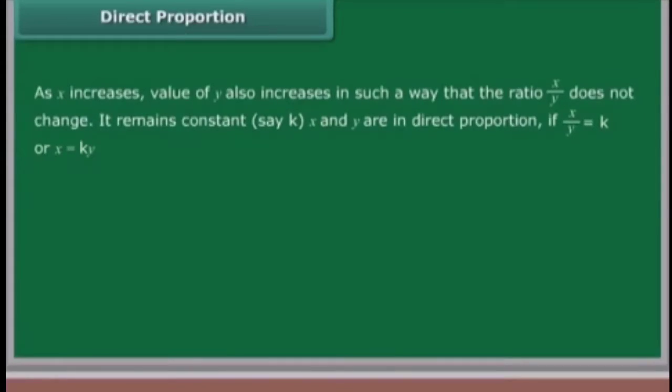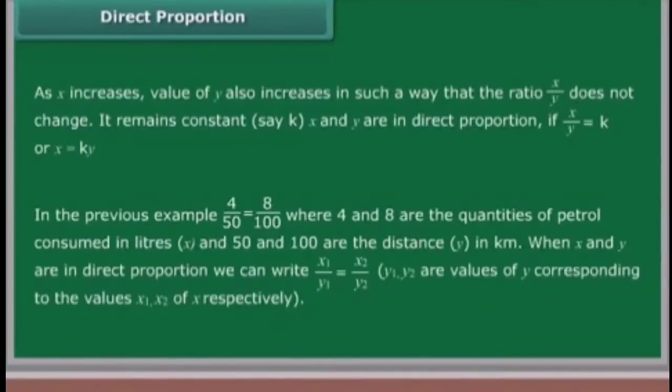x and y are in direct proportion if x upon y is equal to k, or x is equal to ky. In the previous example, 4 upon 50 is equal to 8 upon 100, where 4 and 8 are the quantities of petrol consumed in liters, x, and 50 and 100 are the distance y in kilometers. When x and y are in direct proportion, we can write x1 upon y1 is equal to x2 upon y2, where y1, y2 are values of y corresponding to the values x1, x2 of x respectively.